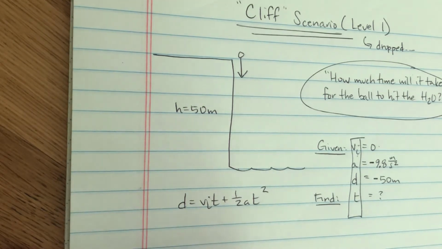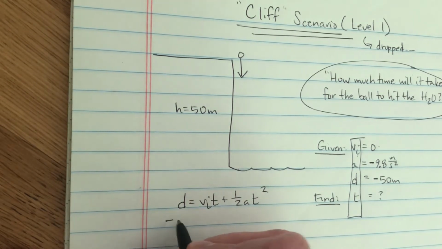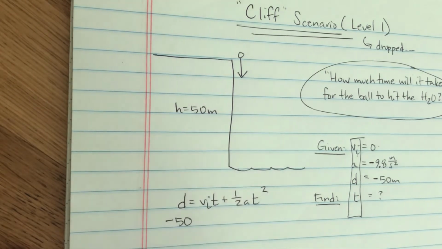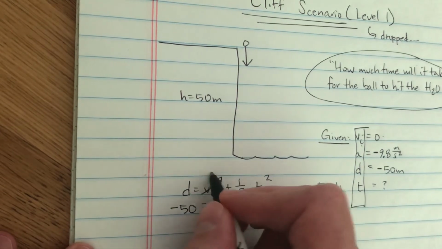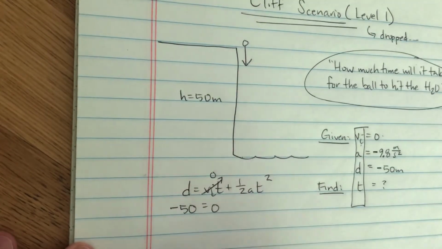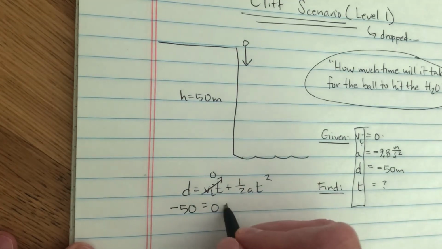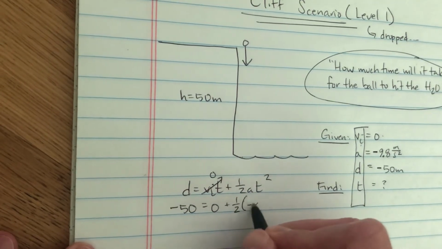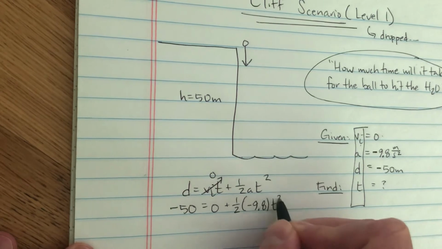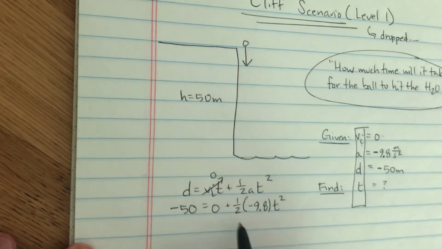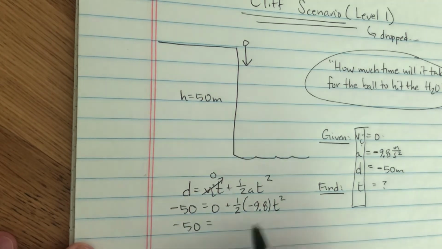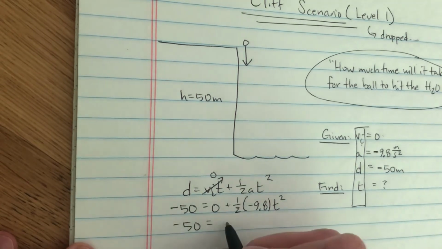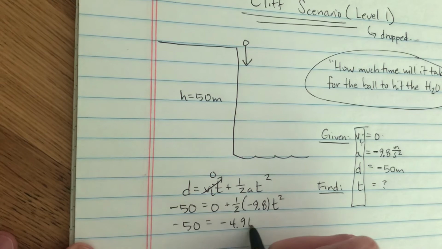So we know the displacement, again, it ends up 50 meters below where it starts, it's negative 50, equals, now the initial velocity is 0 because the ball is dropped, so this term goes to 0. So negative 50 equals 0 plus 1/2 times negative 9.8 t squared. So we'll simplify this a bit here. So we're going to have negative 50 equals, and 1/2 times negative 9.8 is negative 4.9 t squared.